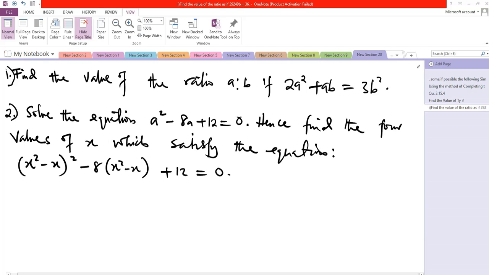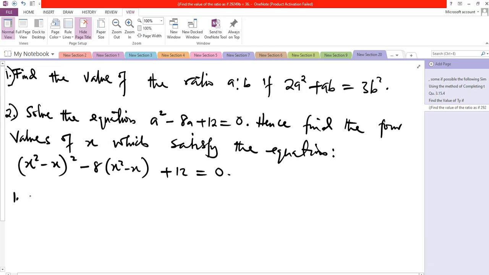Bracket open, x square minus x bracket close all square minus 8 bracket open x square minus x bracket close plus 12 equal to 0. Now let's start with question 1.